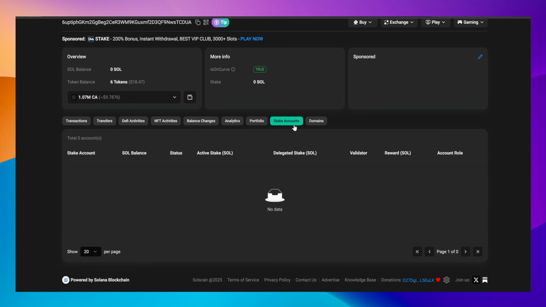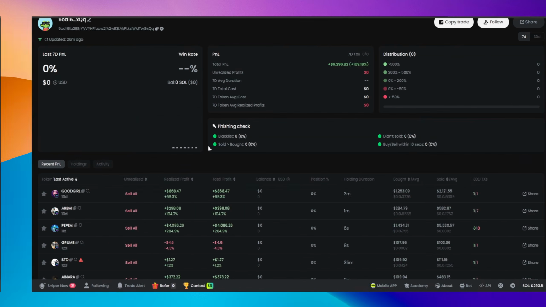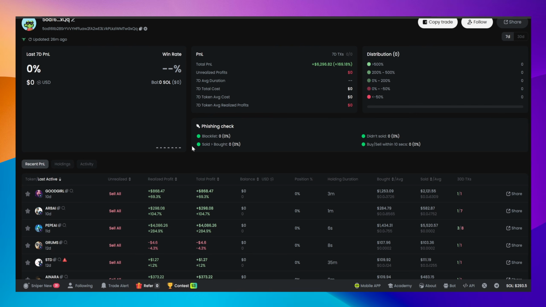Finally, we have the stake accounts, which should show Solanas that are being staked, which in this case is 0, and the domains, which are pretty much out of the scope of this video. So I really encourage you to not pay attention to these tabs. Okay, so now that you know how Solscan works, let's track down this wallet together.